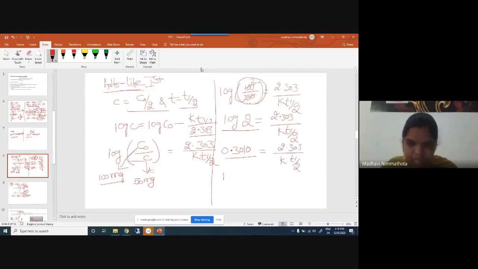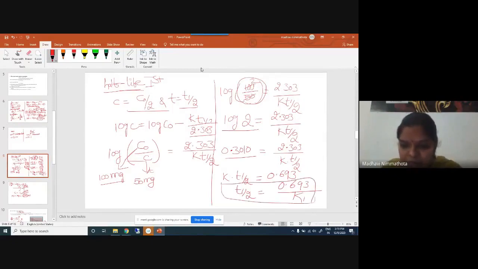Then K into T half is equal to 0.693. Is it right? When you have 0.3010 equals 2.303 divided by K T half, and you move this K T half to the left-hand side, then it equals 0.693. So you will get the multiplication here. Then T half is equal to 0.693 divided by K, K or K1, whatever it is. So this is the T half for first order half-life.